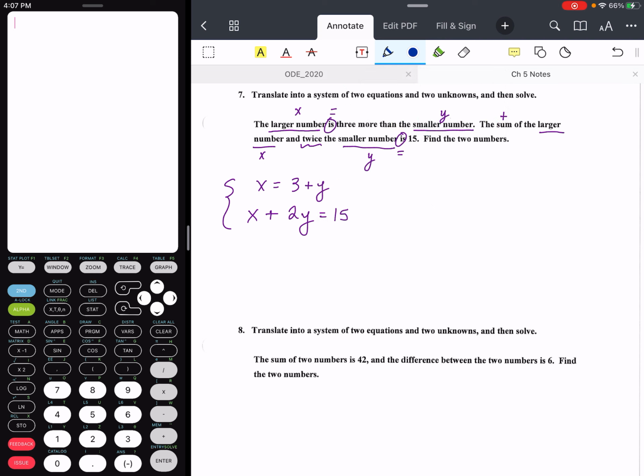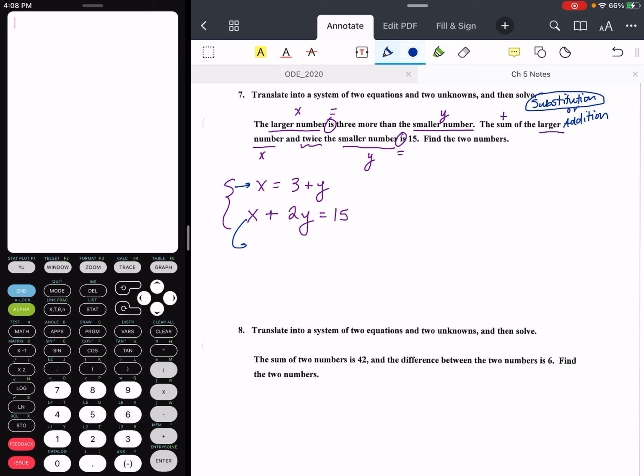Now that we did that, it's up to us whether we want to use the substitution method or the addition method. Either method will give us the correct answer. Just choose whatever looks easiest to you. So for me, the substitution method looks the easiest, so I would go ahead and use that. So we already have X equals 3 plus Y.